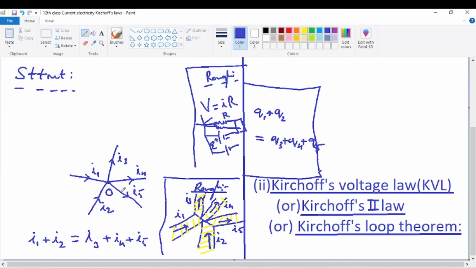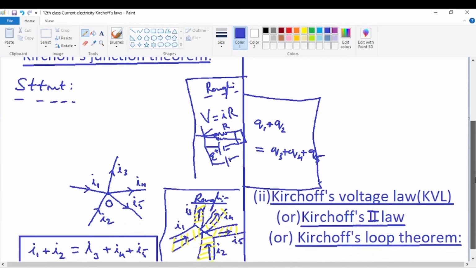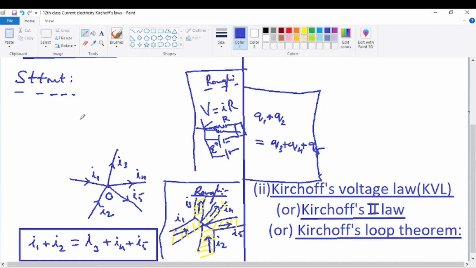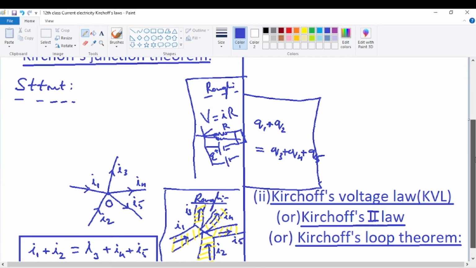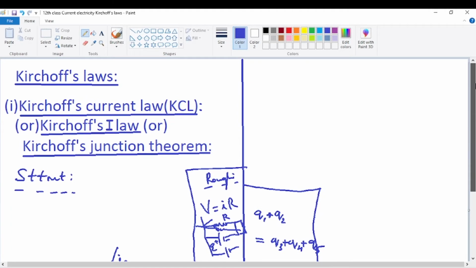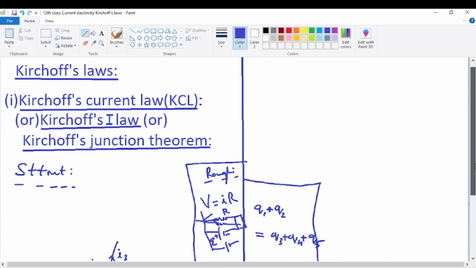Applying the statement to this particular situation of 5 conductors meeting at the junction O, we are getting this particular equation. The equation is very simple, directly following from the statement. I'm not writing the statement because it takes some time. While explaining how to write the running notes, I'll show the written statement without any wastage of time. So that's about Kirchhoff's current law, or first law, or junction theorem. It's entirely based on the law of conservation of charge.